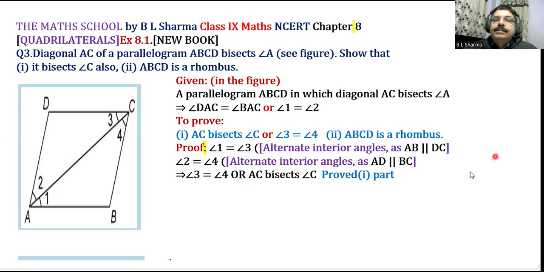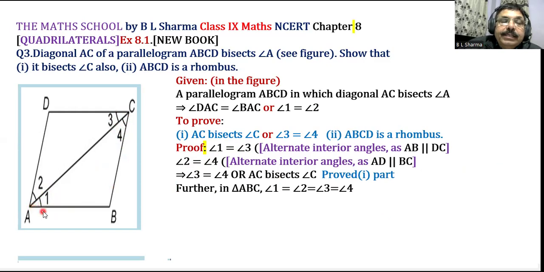Now for the second part. Further, in triangle ABC, angle 1 is equal to angle 2 is equal to angle 3 is equal to angle 4. See, angles 1, 3, 2, 4, all these angles are equal. So angle 1 is equal to angle 4. In a triangle, if two angles are equal, opposite sides are equal. Sides opposite to equal angles of a triangle are equal. So AB will be equal to BC.